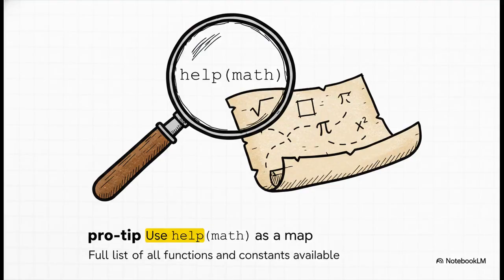But what if you want to see everything that's in there? Here is an absolutely fantastic tip. Just type help(math) right into your Python session. It will print out a complete list of every single function and constant available in that module. Seriously, this command is like your personal map to any module in the entire toolbox.